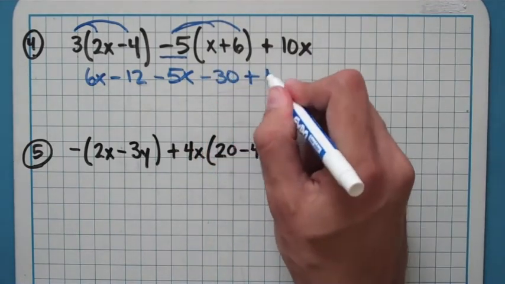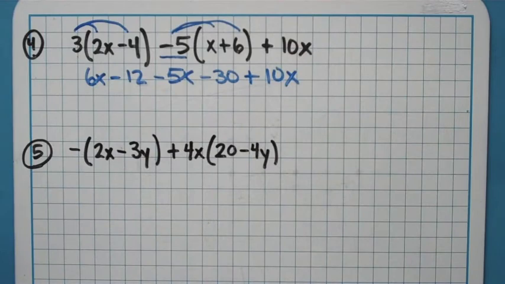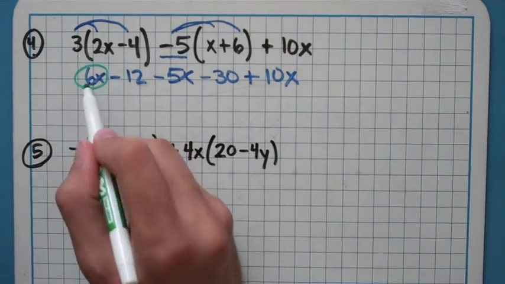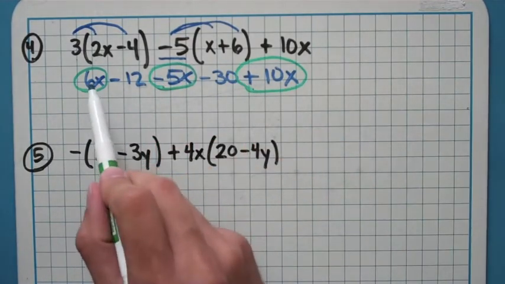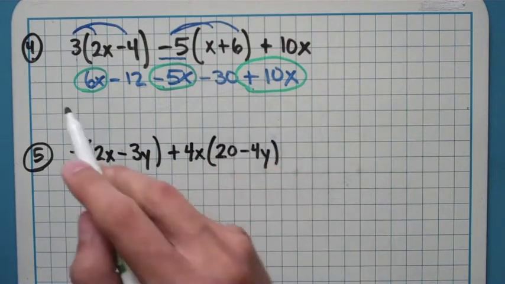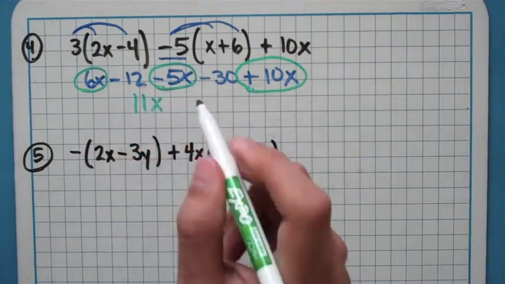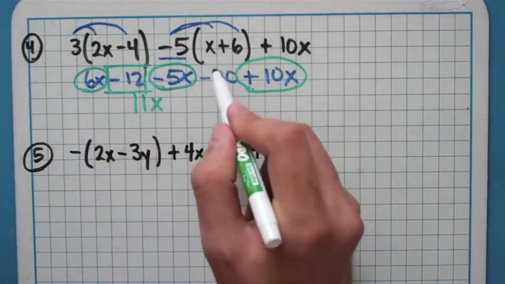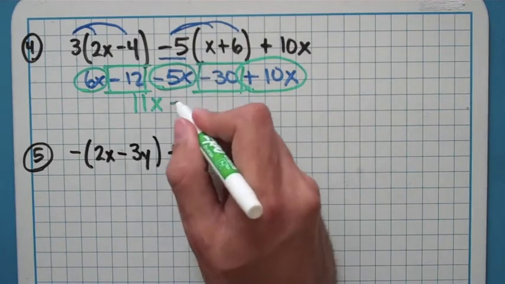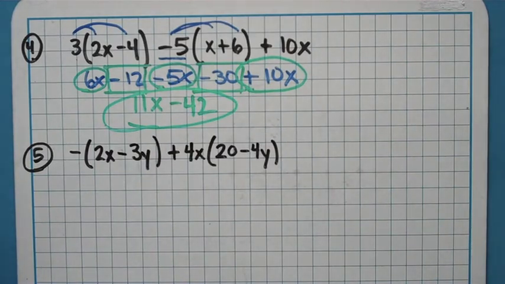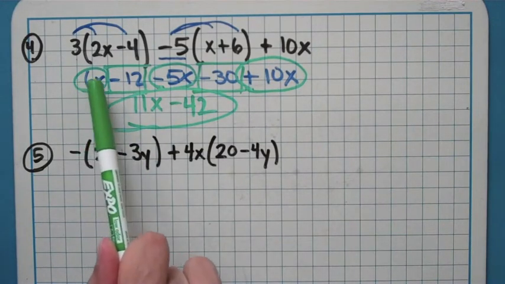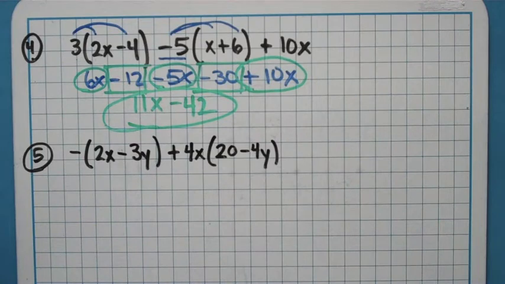Carry down my plus 10x. And now I'm just dealing with a like terms problem. So if I look at this one right here, I have a 6x minus 5x plus 10x. 6 minus 5 is 1, 1 plus 10, it's going to be 11x. And I have minus 12 minus 30, minus 42. And this is my answer. You can see that once you break down those parentheses, you kind of have just a bunch of terms laid out like this, and you just do the problems like in the last video. The only new thing here is the distributing.